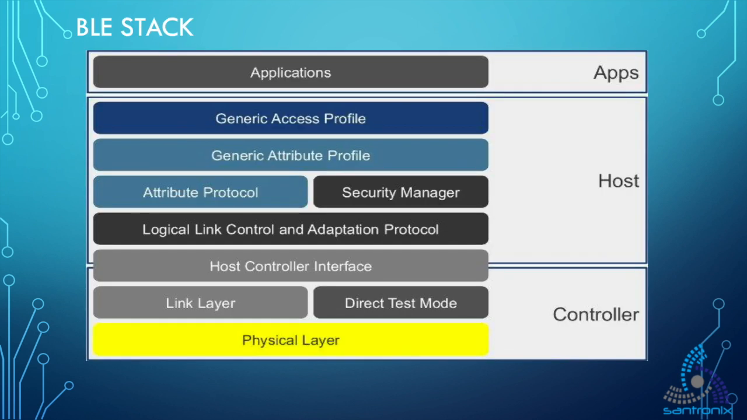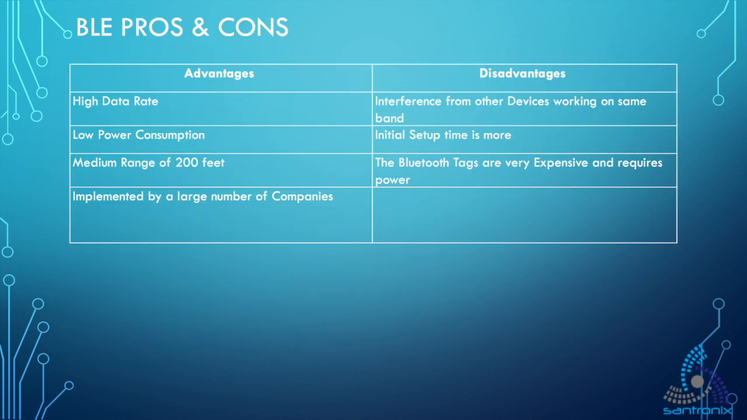The BLE stack is in front of you. Basically, there is a physical layer, link layer, direct test mode, which forms a controller. There is a host, and then there are applications on top of it. Pros and cons. Of course, the advantages for Bluetooth is that there is a high data rate, so you can definitely stream audio, music. Streaming is very much possible. It has a low power consumption, so it can operate on a small battery for a long amount of time. It has a medium range, so you can go up to 200 feet.